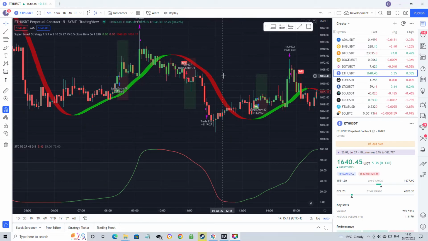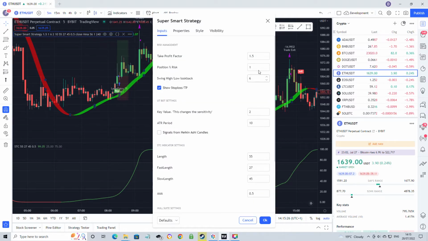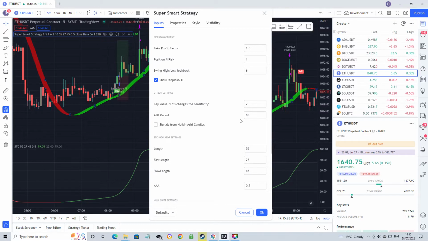Okay, so I've coded this into an automated TradingView strategy. I'm currently looking at Ethereum USDT on a 5-minute time scale. If I just click on the strategy settings here, these are the settings I've got set up at the moment. There's a 1 to 1.5 risk reward ratio. Okay, so the take profit will be 1.5 times the stop loss. There's a 1% risk. Okay, so the stop loss would be risking 1% of our account equity.